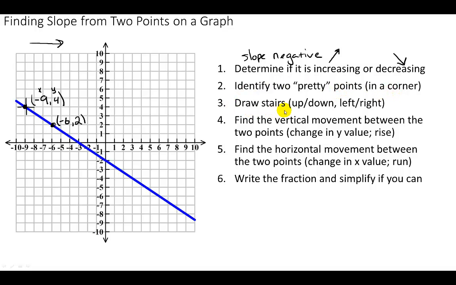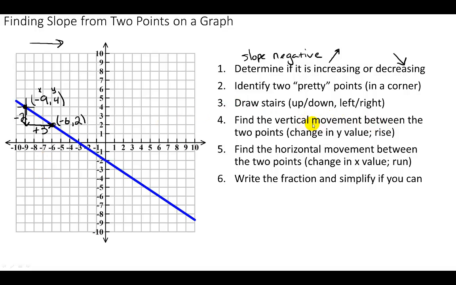So we're going to draw our stairs. We go up or down first, and then left and right. To start from the left at negative 9, 4, and get to the point negative 6, 2, we're going down. We went from 4 to 2, so we've gone down 2. Then we go over from negative 9 to negative 6. We're going over 1, 2, 3 boxes, and we're counting by 1, so we're going over 3.